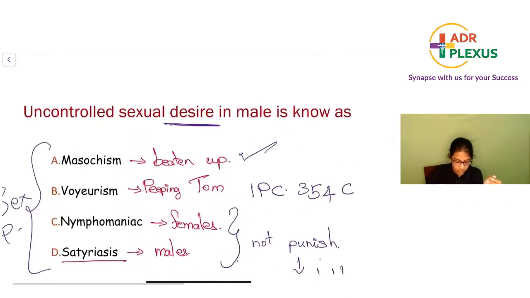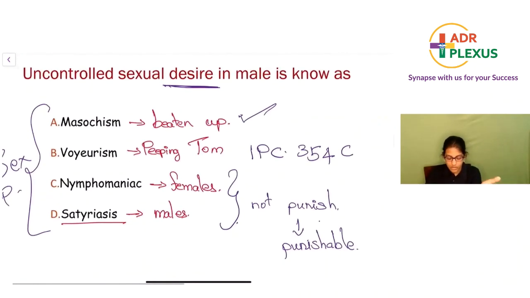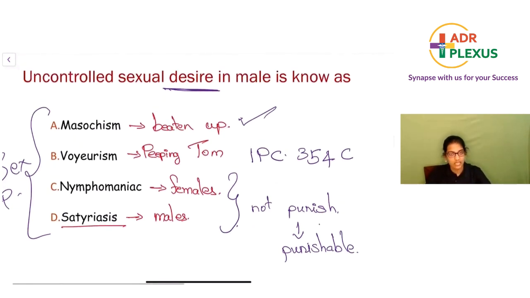Okay, so that's there. Okay, uncontrolled sexual desire, we have seen all these. In case of females, we call it nymphomania, and in case of males, we call it satyriasis. Okay, satyriasis. Again, we have seen these are all sexual perversions. Mens rea alone is not punishable, but actus reus is punishable.